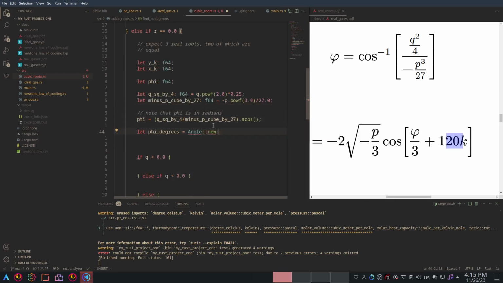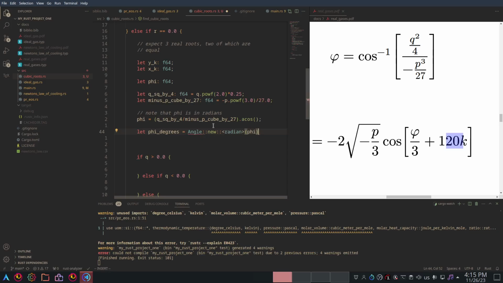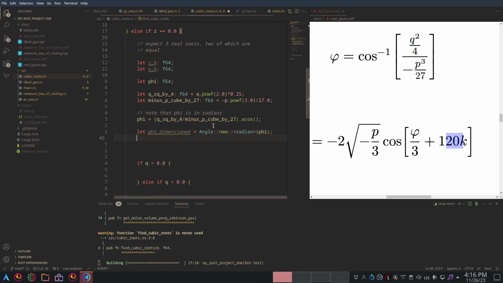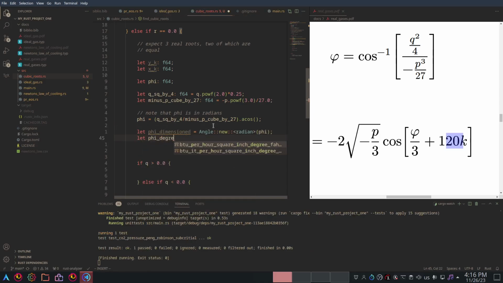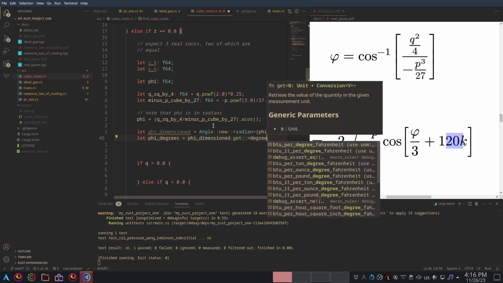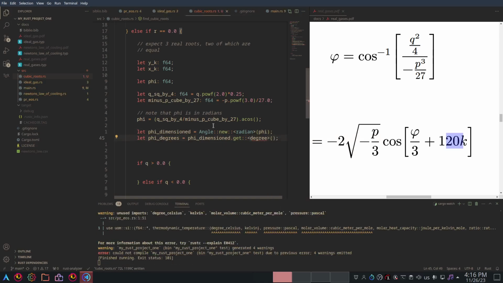Okay, Angle::new radian, phi. So this is going to be phi dimension. Okay, let phi degree equal to, so this one is to get UOM to do the unit conversion for you. Phi dimension get degree, and that's it. Then I'm going to do a quick fix.